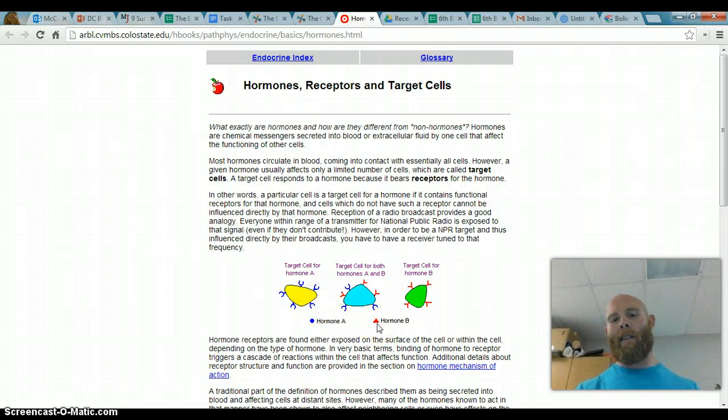Whereas hormone B is triangular shaped in this little illustration here. So therefore, you're going to have a target cell for hormone B right here, and this one actually has receptors for both hormone A and hormone B. So you need to understand that concept of hormones having to fit into a receptor, because once it fits into that receptor, it'll cause chemical changes to occur within the cell. In other words, that cell will respond to that hormone signal. Up in the reading here, it talks about having target cells. Target cells are wherever the hormone's going, and that target cell is going to have a specific receptor that will match up to it.